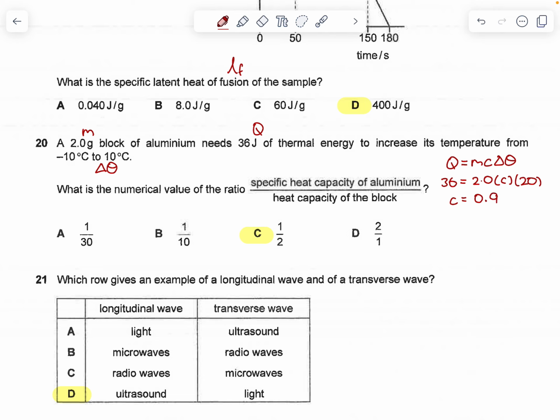Now the question wants you to find the specific heat capacity small c over big C. So big C is actually equal to MC, which is 2.0 times 0.9 equals 1.8. So the question wants small c over big C, 0.9 over 1.8 equals 1 over 2.